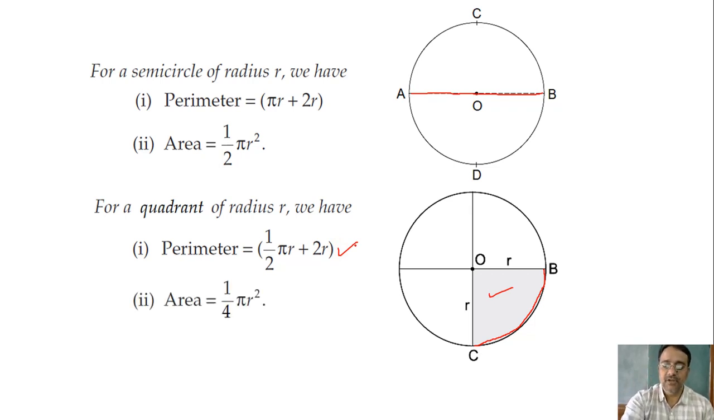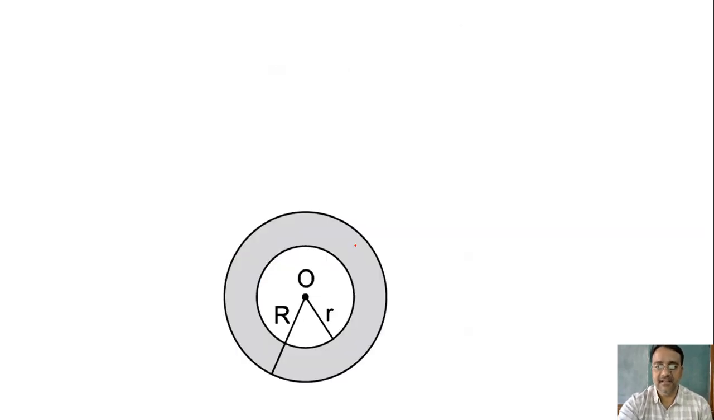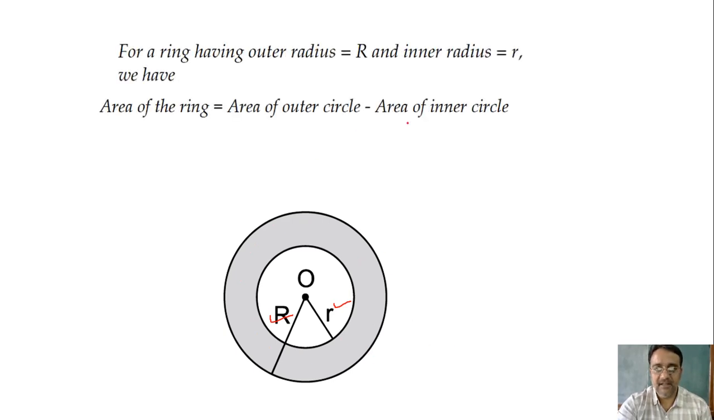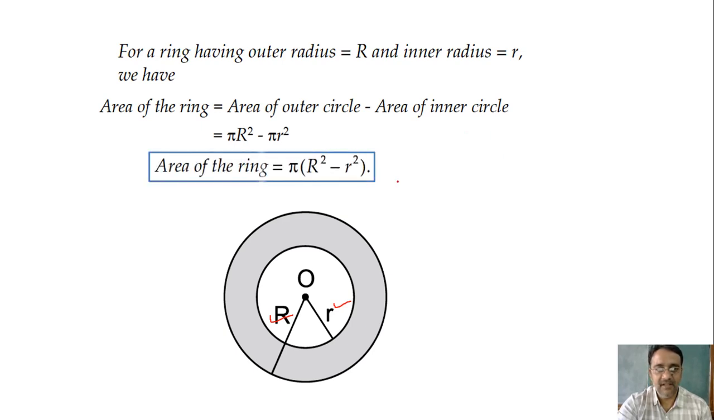Now for ring, let us see how to find the area of ring. It's very easy. Area of outer circle minus area of inner circle. Outer circle का radius यहाँ पे capital R है और inner circle का radius small r. So the area of outer circle is pi capital R square, and the area of inner circle is pi small r square. So we can take pi common, and this is the area of the ring formula.